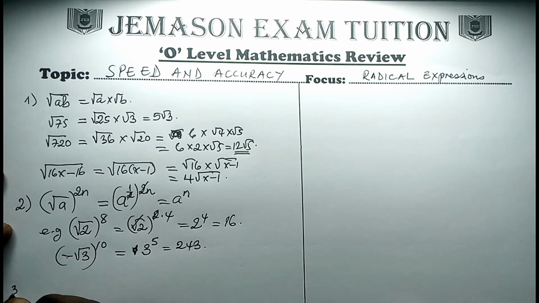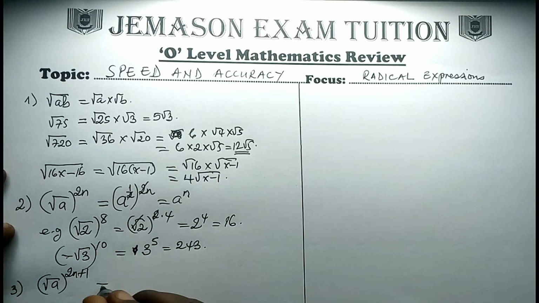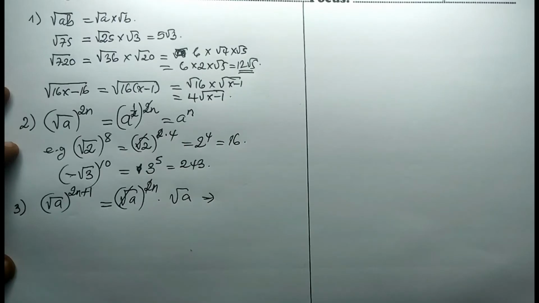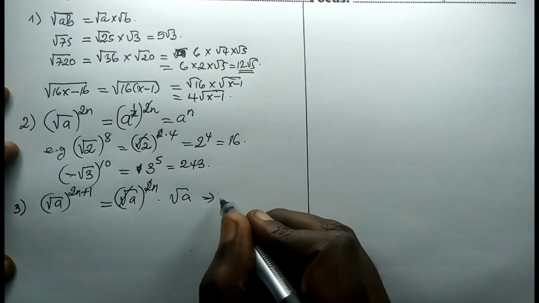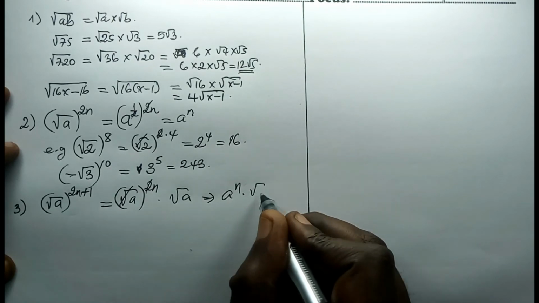In another situation, we could instead have root a raised to the power 2n plus 1. That means raised to an odd power. You need to break it down into root a to the power 2n dot root a. That will be easier to simplify, and you are just left with a to the n dot root of a.